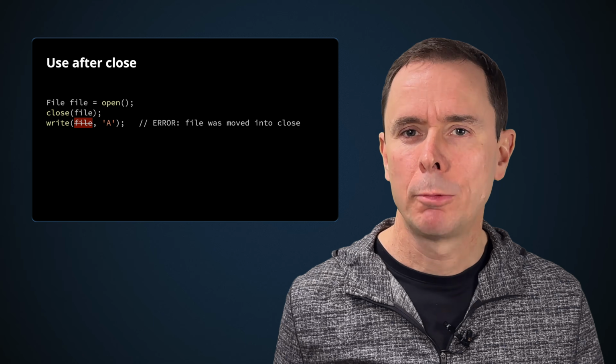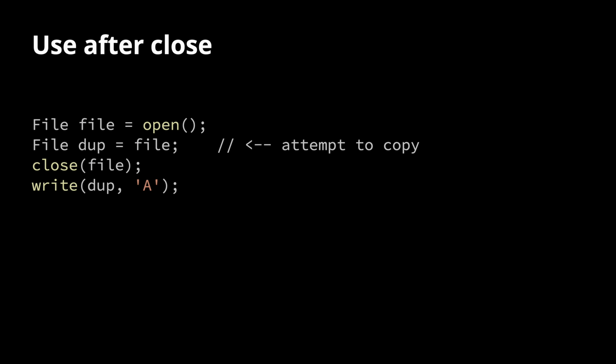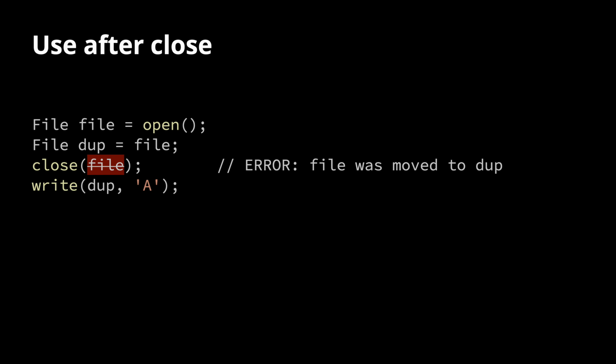What if we try to get around this? This time we're trying to duplicate the file struct by assigning it to dupe, so we can use it after the close. But because file is marked as a move type, this assignment is also a move, not a copy. So now file is invalid because it's been moved to dupe, and we get the same error as before. Awesome, so we've prevented use after close bugs.